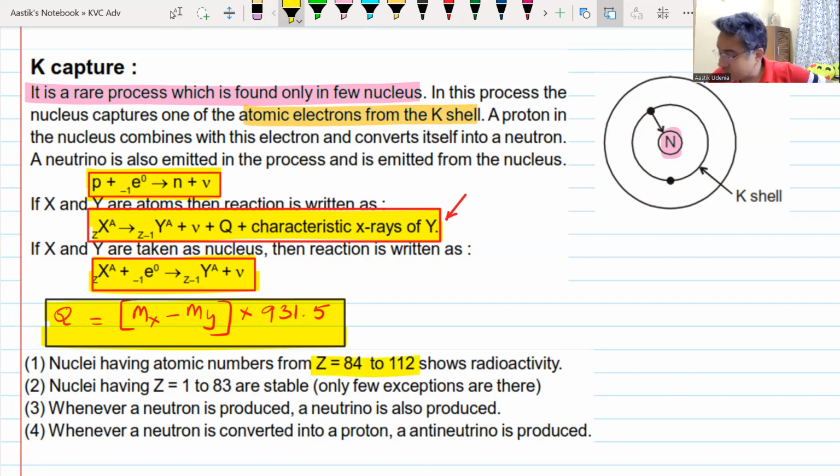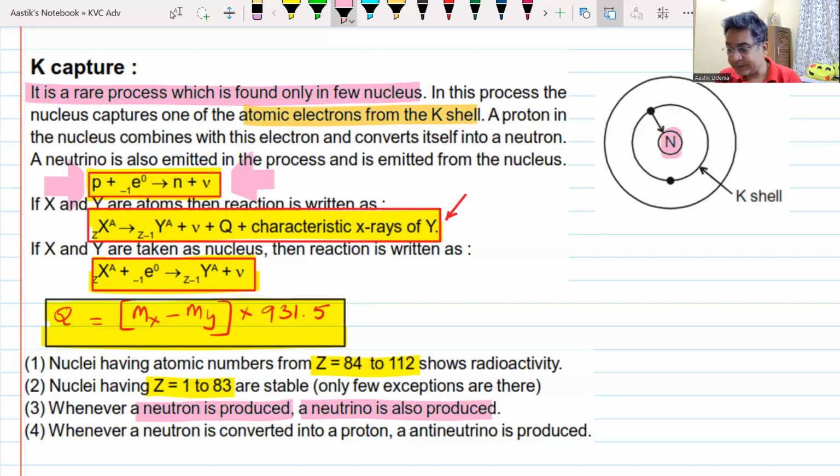All nuclei from 84 to 112 will show radioactivity; those from 1 to 83 are almost stable, with only a few exceptions. A very important result that you have to remember: wherever a neutron is produced, a neutrino is also produced. You can see here in this equation, a neutron is produced, so there will also be a production of neutrino. Many times students ask me, sir, how do we find out where a neutrino is produced and where an antineutrino is produced? It confuses them a lot.